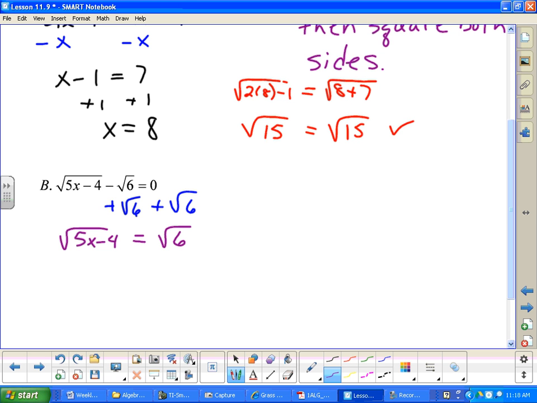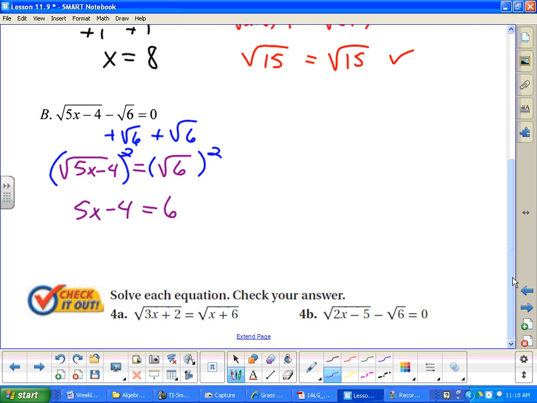So now that I have the radicals on opposite sides, I can square both sides. So 5x minus 4 equals 6. Add 4. 5x equals 10. So x equals 2.